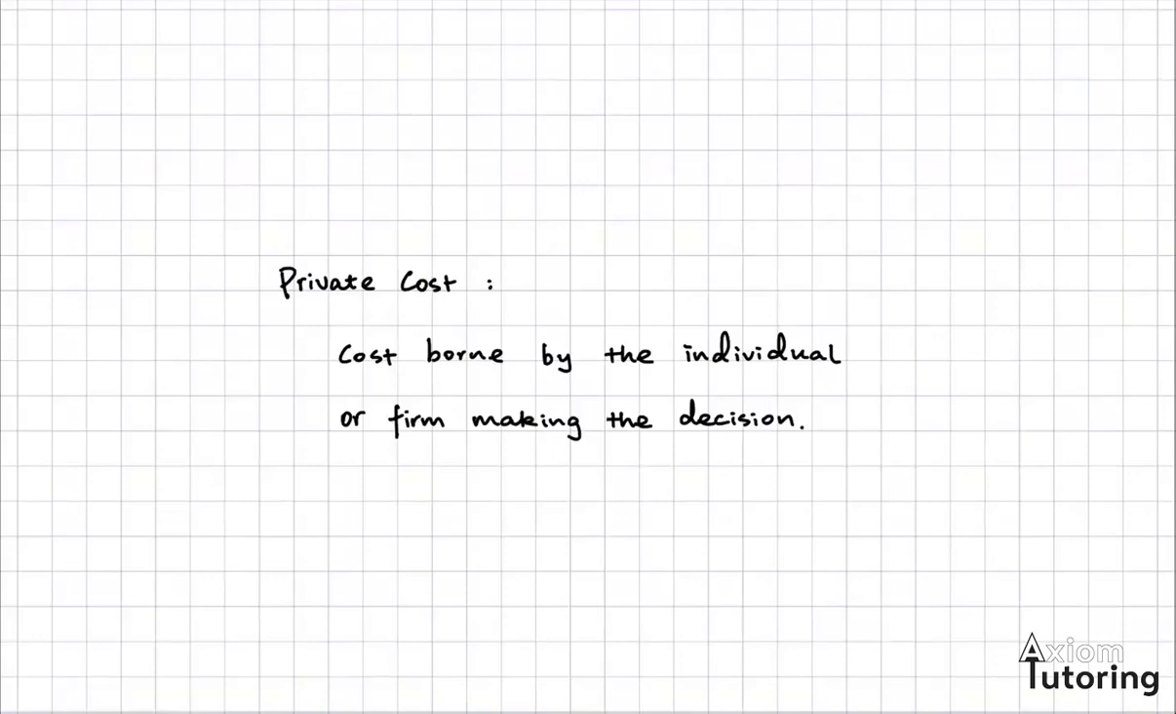Hi. In today's lesson, we're going to carefully break down several important cost concepts. Let's start with private cost. Private costs are the costs directly paid by producers or consumers involved in an economic activity. So private cost is the cost borne by the individual or firm making the decision.